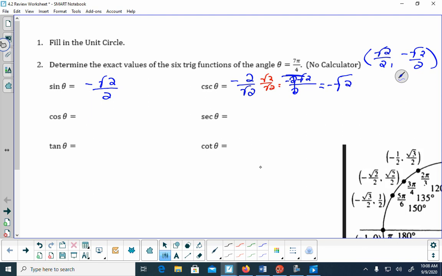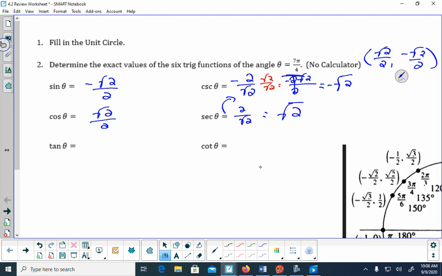To find the cosine, I'm looking at the x value, which is a positive square root of 2 over 2. The reciprocal of cosine is secant, so that would be a positive 2 over the square root of 2, which is going to be the exact same work that I just did up here. So it's going to be a positive square root of 2.